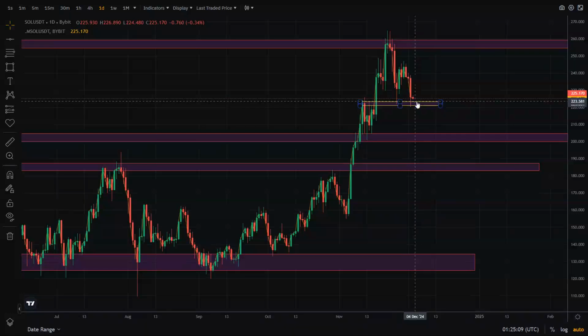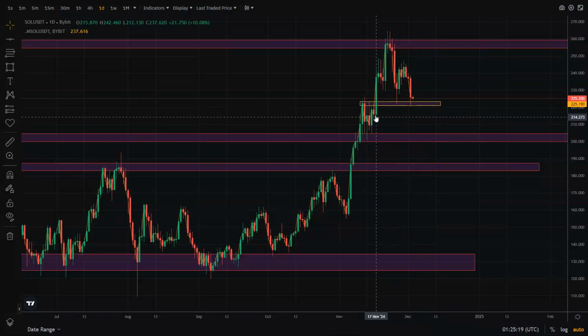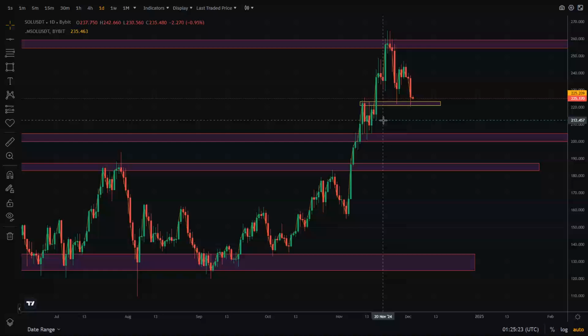And if it refuses to reject, then we are going down to the next support area, which is 201. Or this is another level, but it's not a very significant level. But it might come down to this level.